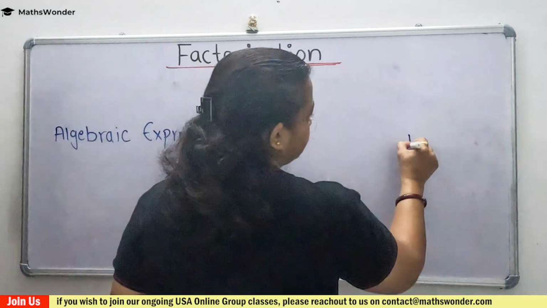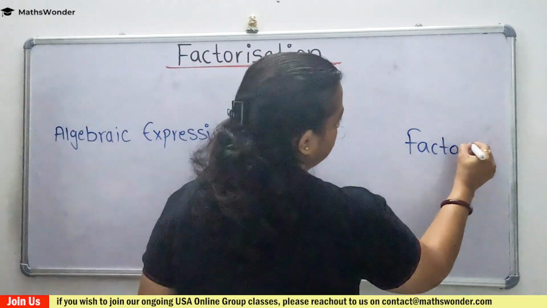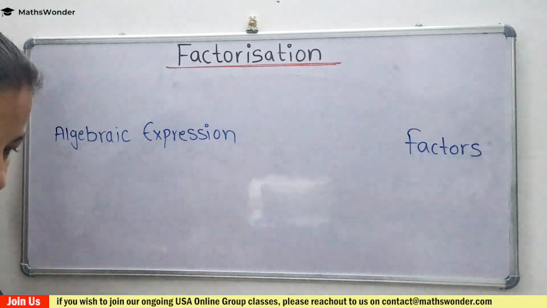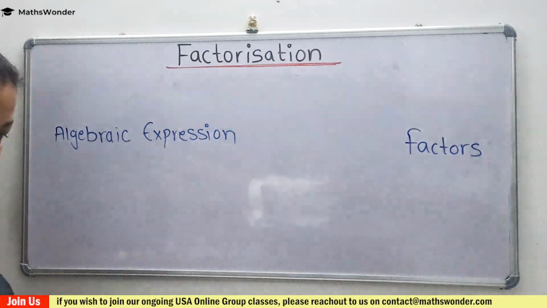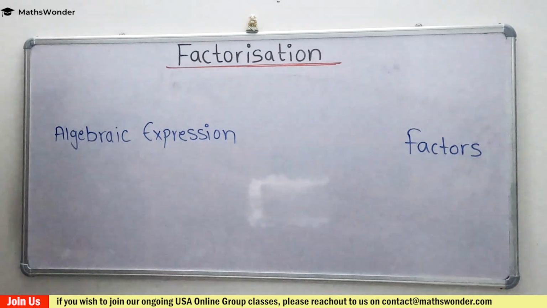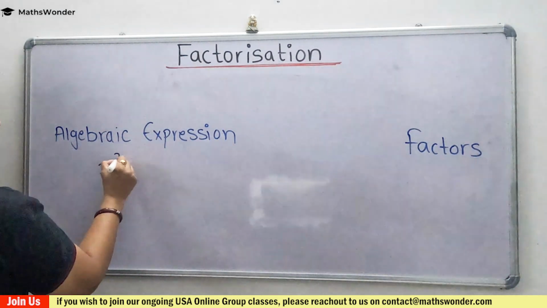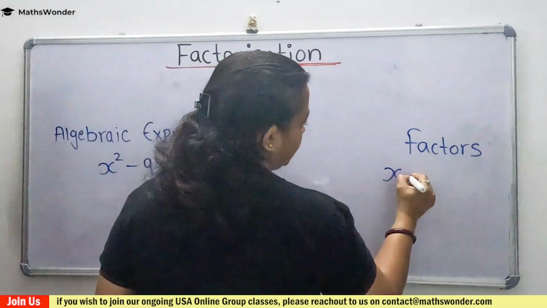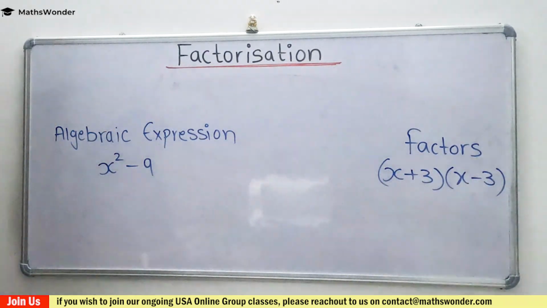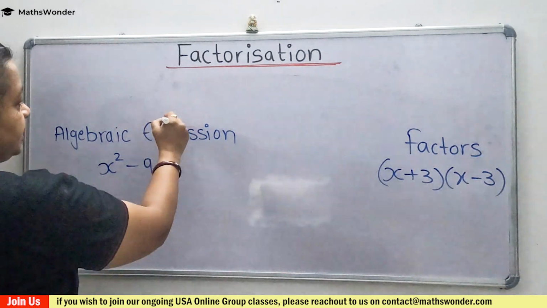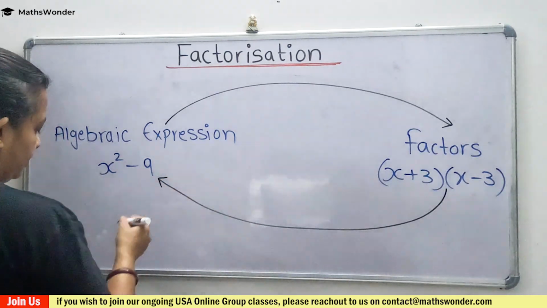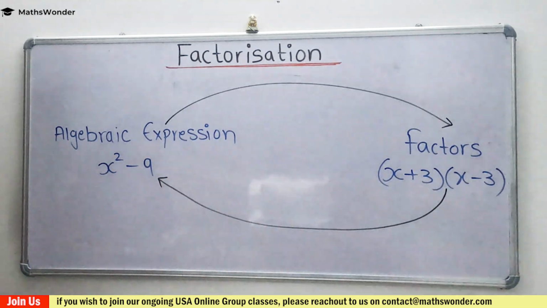And here are the factors. Now take the same example. We have done it, na? The algebraic expression x square minus 9, and here is (x plus 3)(x minus 3). So in this case, this is the factorization and this is the multiplication.